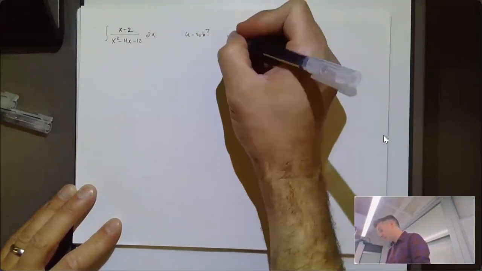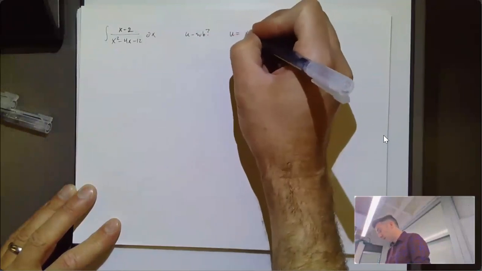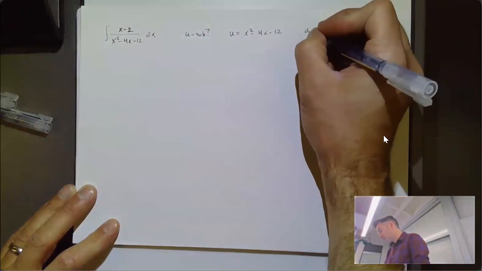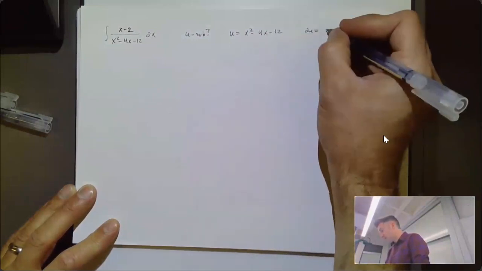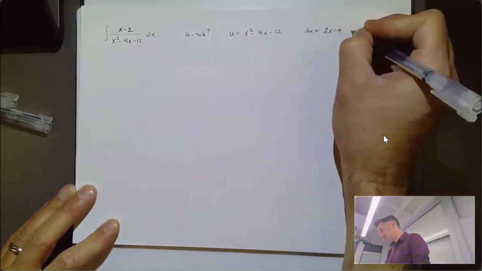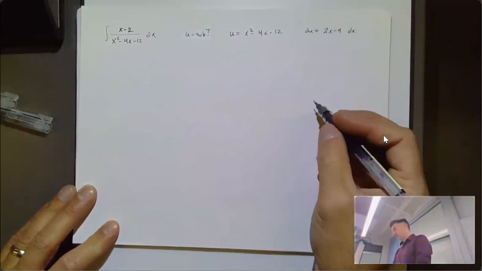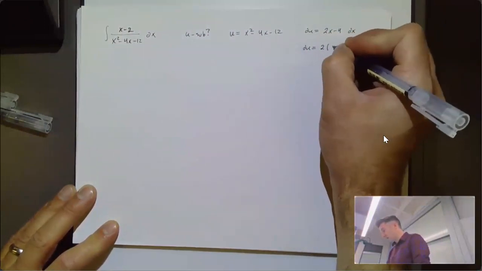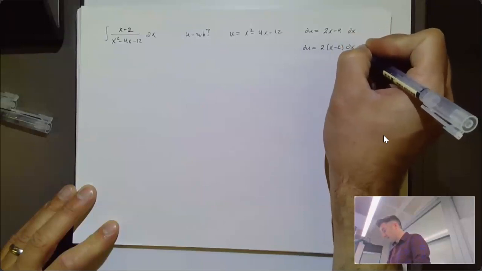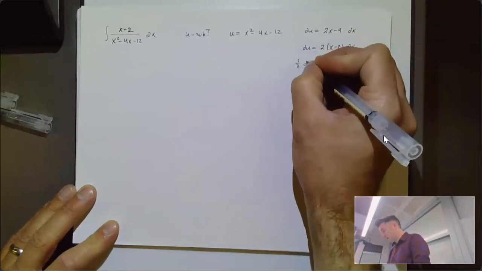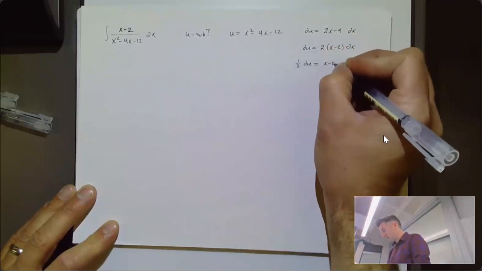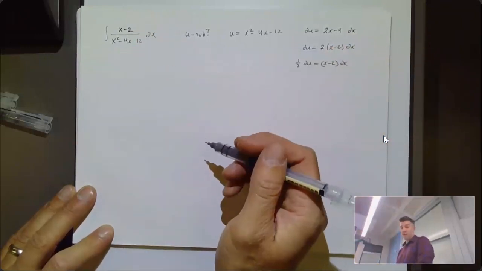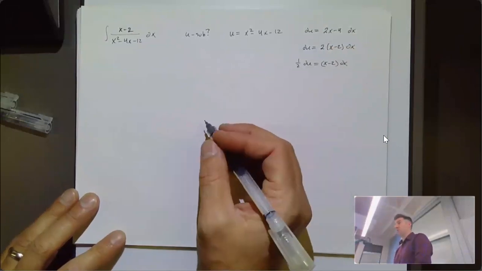So I'm going to try letting u equal the denominator, x squared minus 4x minus 12. And then du is going to equal the derivative of that, 2x minus 4 dx. I can see that if I factor out a 2, my du is equal to 2 times (x minus 2) dx. So that 1/2 du is equal to (x minus 2) dx. And I exactly have that. So instead of doing partial fractions here, I really should just do a u substitution.